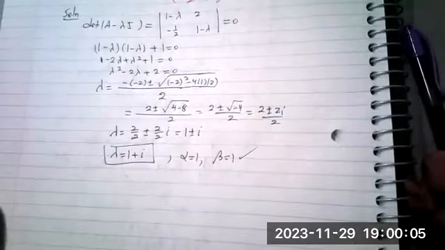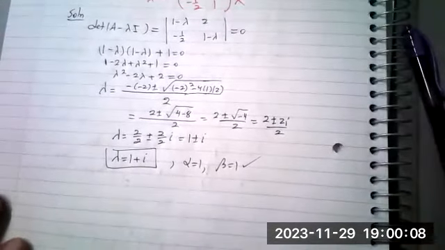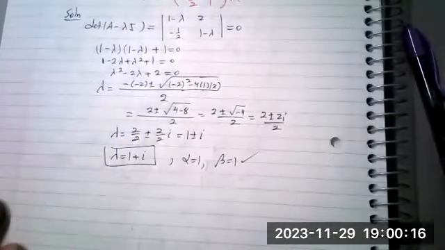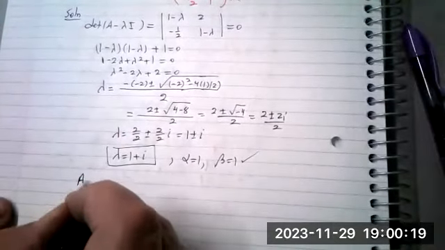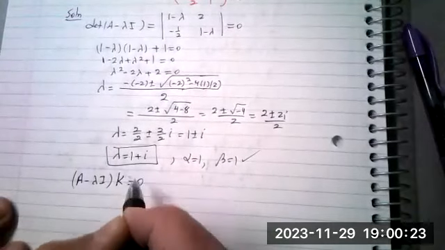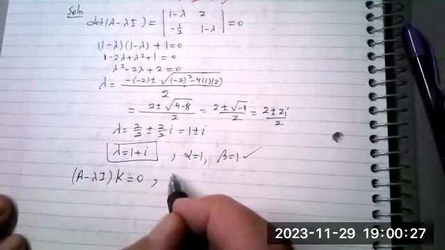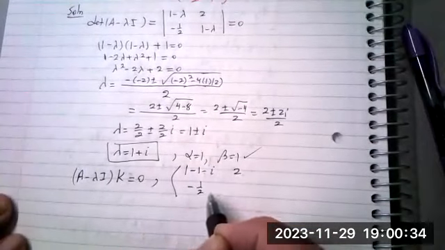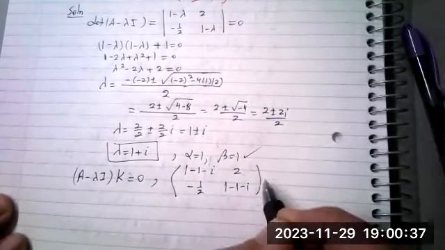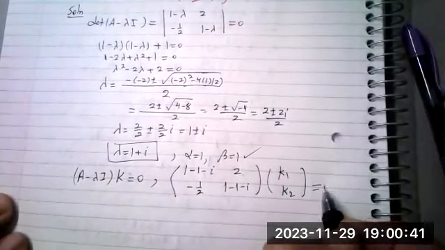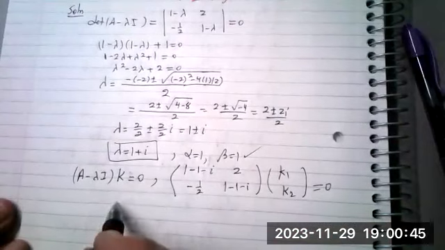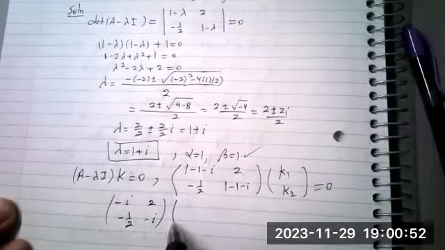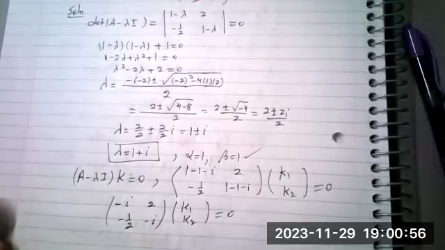Any question? So finding the vector k, you go to the top over here and replace the lambda by 1 plus i. So we are looking for the vector k that satisfies this condition. That would be the matrix 1 minus lambda, that is 1 minus 1 minus i, 2, -1/2, 1 minus 1 minus i, times k1, k2 equal to 0. You simplify: the first row gives -i and 2, the second row -1/2 and -i, times k1, k2 equal to 0. Just one row will be enough.